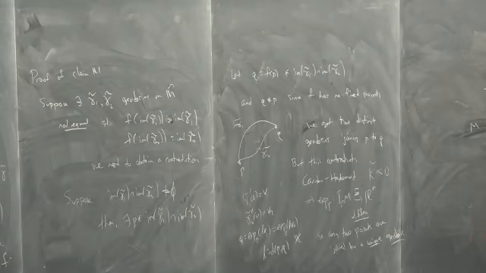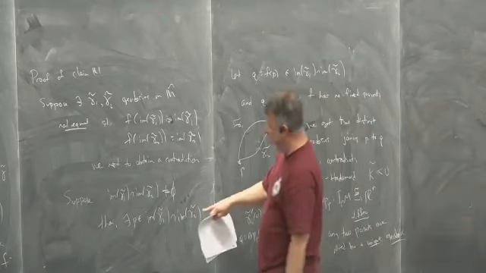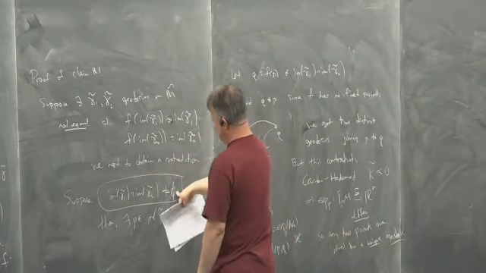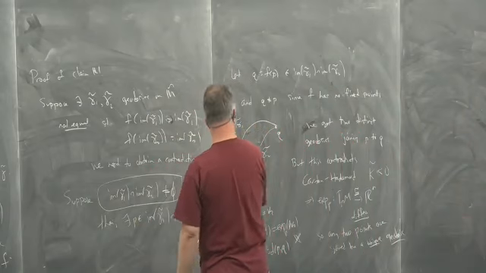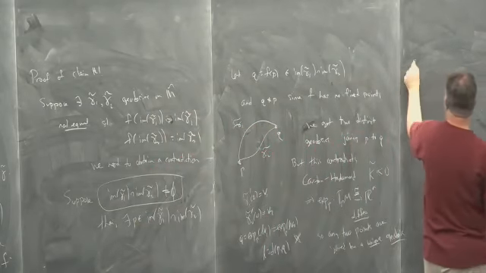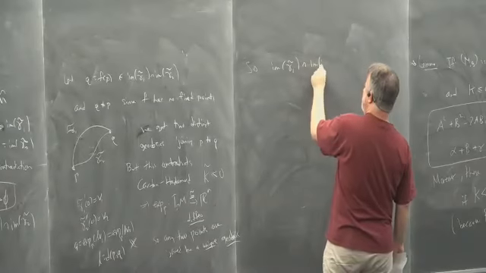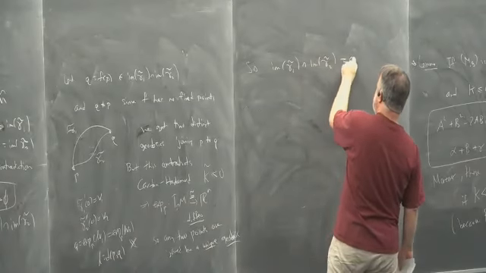So we got a contradiction. We're not done yet with claim 1. We got a contradiction to this, right? If this intersection was not empty, then we get a contradiction. So the image of gamma 1 tilde intersect the image of gamma 2 tilde is empty.